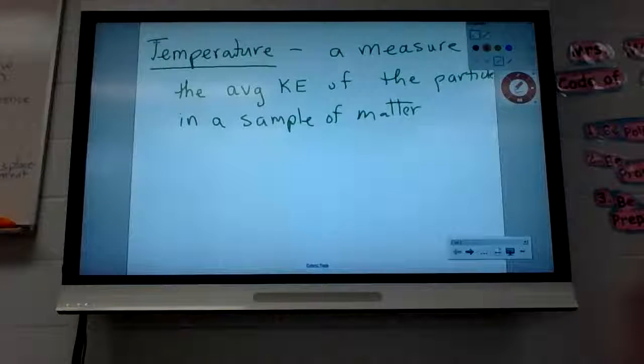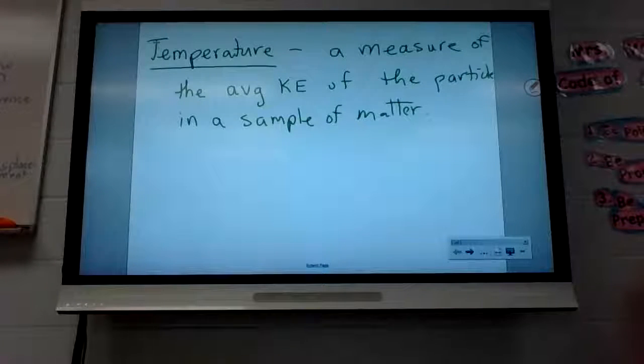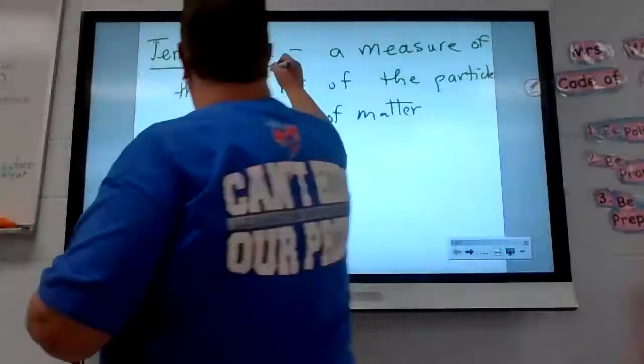Alright, so a measure of the average kinetic energy. Tell me what you remember about kinetic energy from another science class. Energy of motion. It's motion. Alright, we're not going to do a lot with the differences between kinetic and potential.